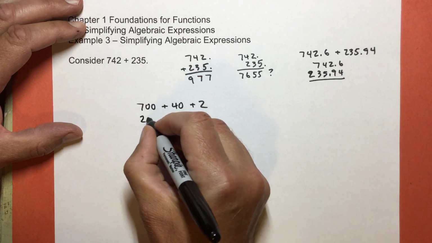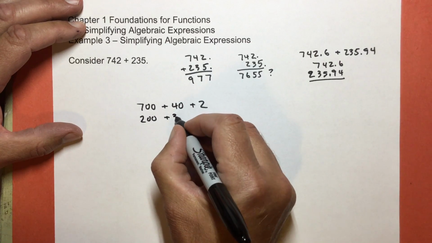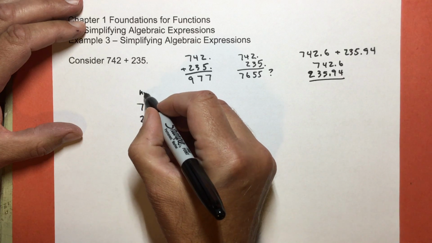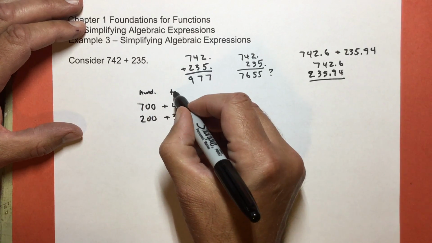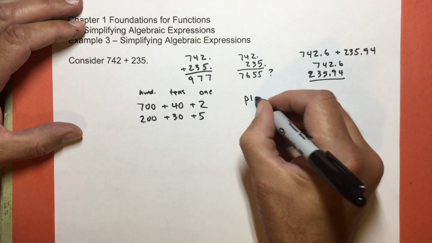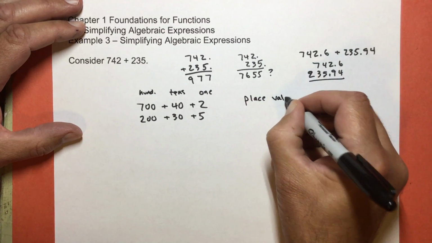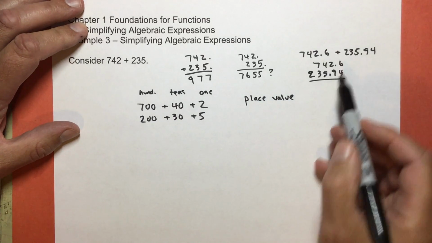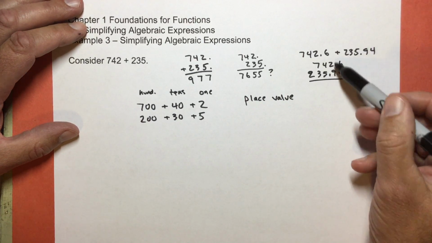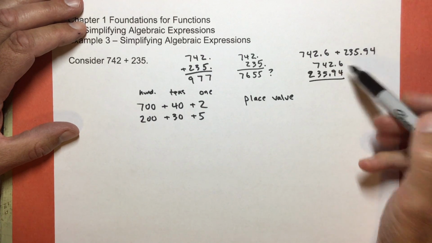235 is 200 plus 30 plus 5. These are the hundreds, these are the tens, and these are the ones. We're talking place value. And when we talk about place value, that's where the decimal comes in. Because this doesn't work, because this is the tenth right here.